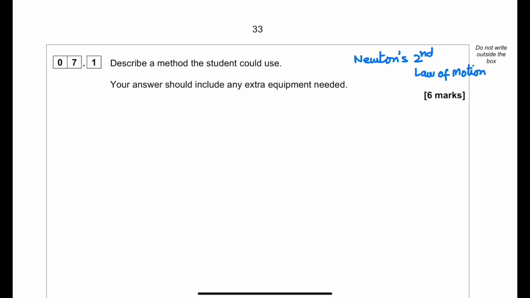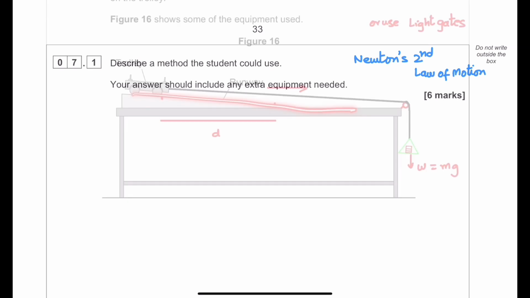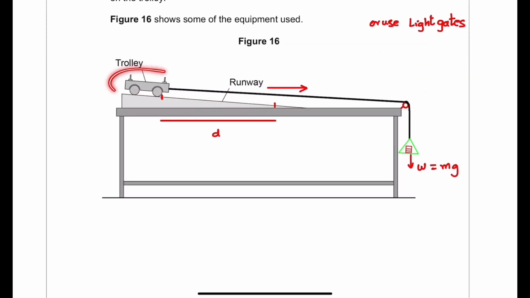This question is from the topic of Newton's second law, and it is an AO3 question. We need to use the figure to see what extra equipment the student needs to use in the investigation. We can see the trolley is on the ramp, and the student will tie a string to the trolley and pass the string over the pulley at the edge of the table. On the other side of the string, the student will hang the weight holder and add weight, and see the impact of the force acting on the trolley.